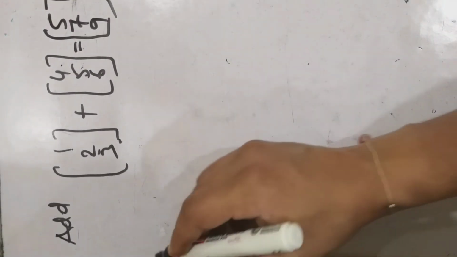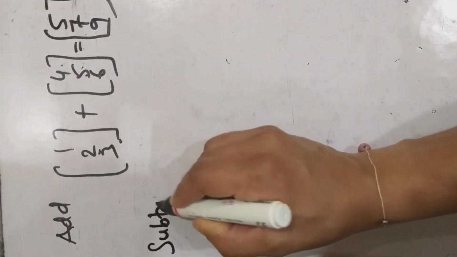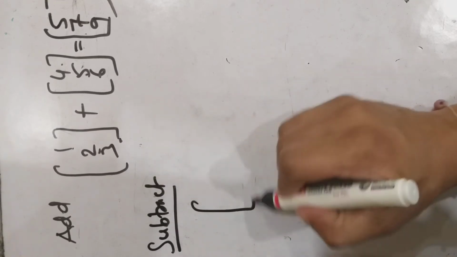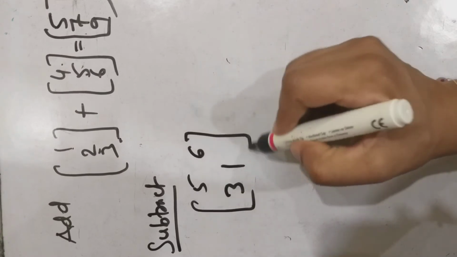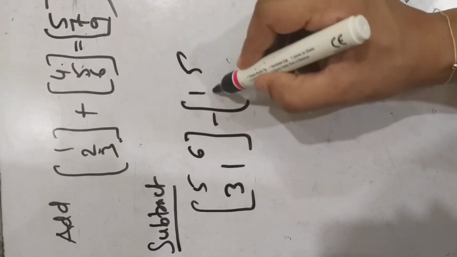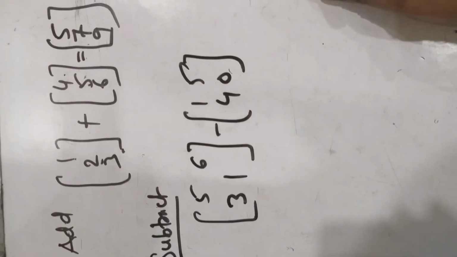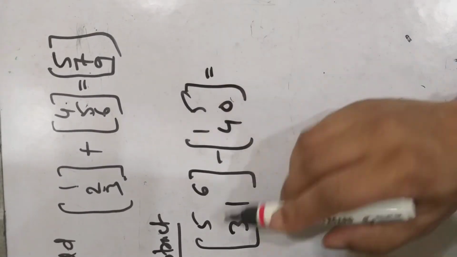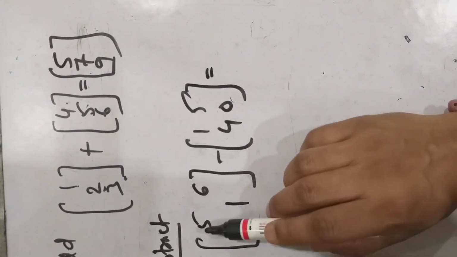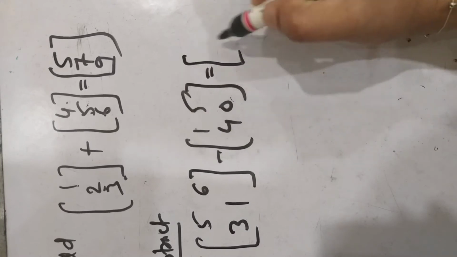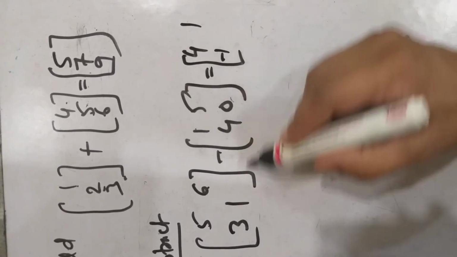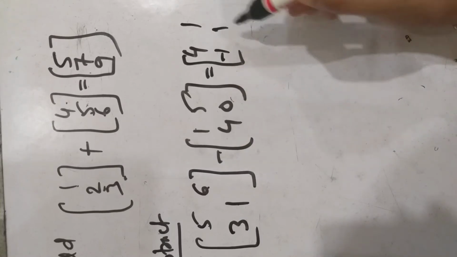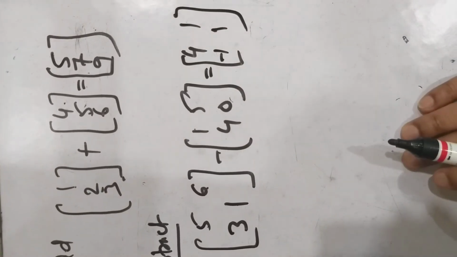So if I want to subtract, say I'm taking a 2 cross 2 matrix, 5 6 3 1, and I'm subtracting 1 5 4 0. So what will be the result? So just subtract the corresponding elements. 5 minus 1, that is 4. 6 minus 5, 1. 3 minus 4, minus 1. 1 minus 0, 1. So this is the answer.